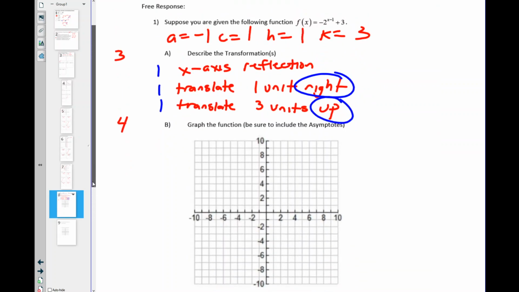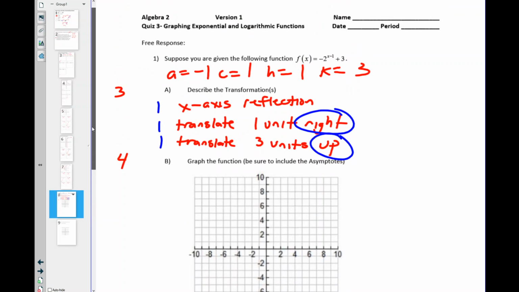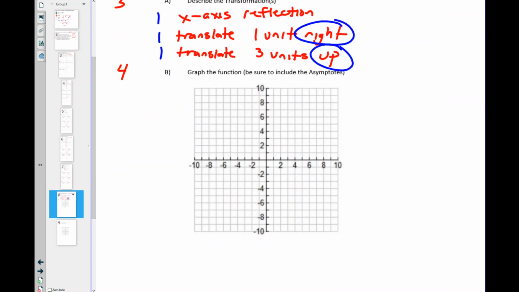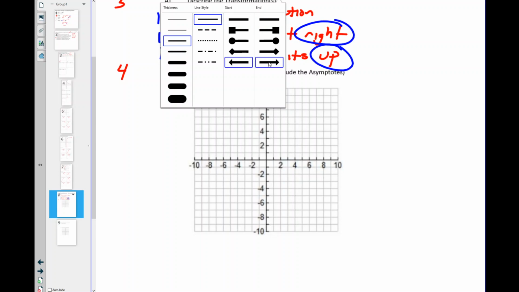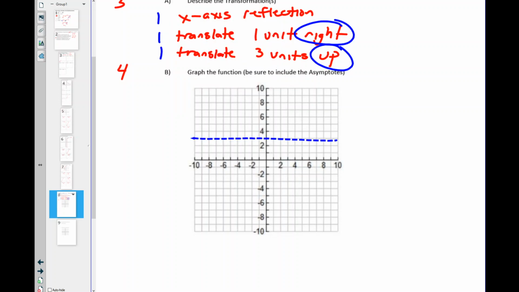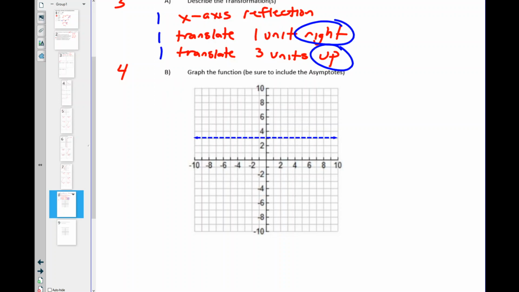Then for this next one, there were 4 points. You got 1 point for the asymptote. This is exponential, so we have a horizontal asymptote at 3. Even if you did nothing else, and sadly there were some people that did nothing else. They learned how to put an asymptote, and that's all. But that's fine. As long as you put an asymptote at 3, you got a point. Okay, that was 1 point for that.